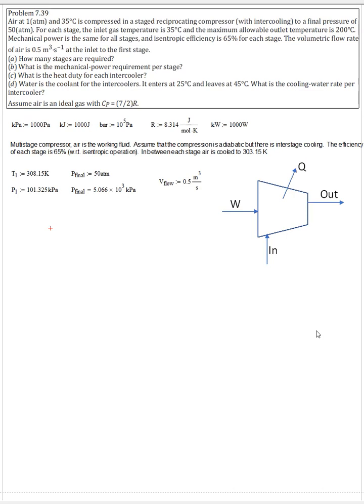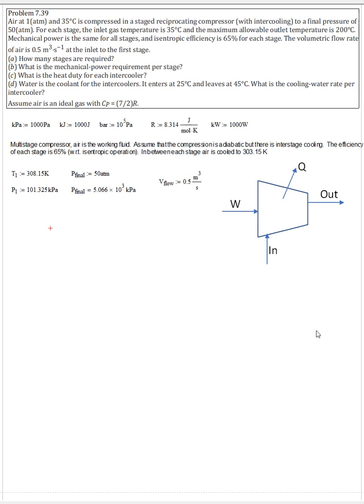Problem 739 is a multi-stage compressor problem. Here we have air at 1 atmosphere and 35 degrees C compressed in a staged reciprocating compressor. So this is a piston cylinder compressor with intercooling to a final pressure of 50 atmospheres.